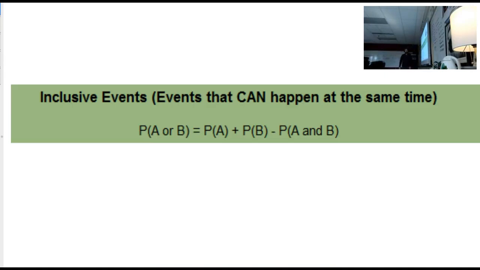So inclusive events are events that can happen at the same time, and the probability of two inclusive events, A or B, happening is going to be the probability of A plus B minus, and this is the tricky part, you have to subtract out the intersection because you can't double count it. So be careful not to double count. All right, so I'll show you how we handle this.